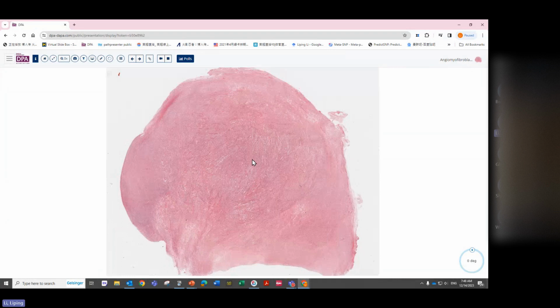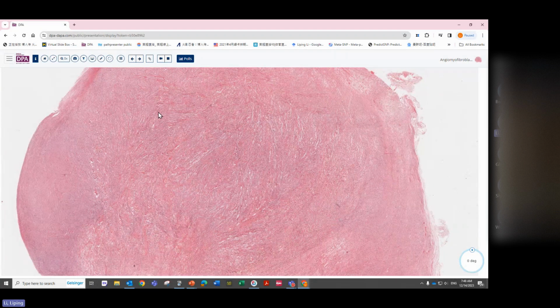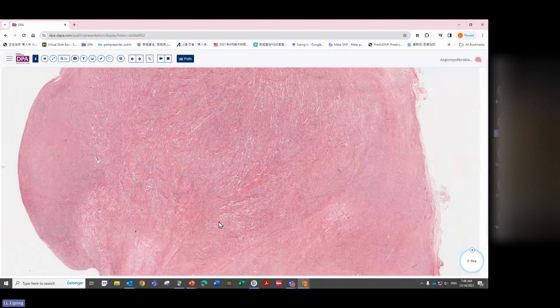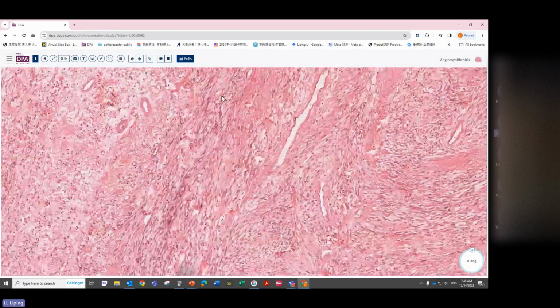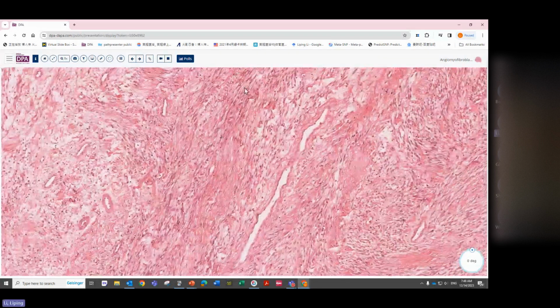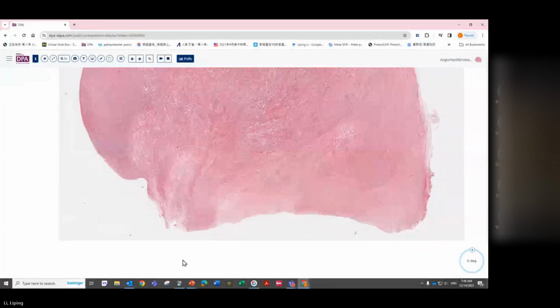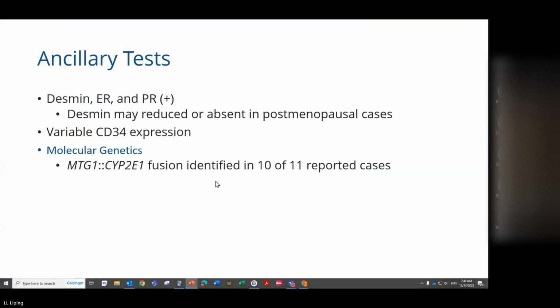Another one, even in this low power, we can see a fascicular growth pattern, and some hypocellular area and hypercellular area. Then zooming in, we can see small muscle cells forming this long fascicle. That's it for this entity.